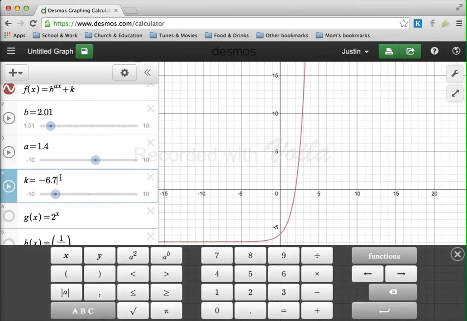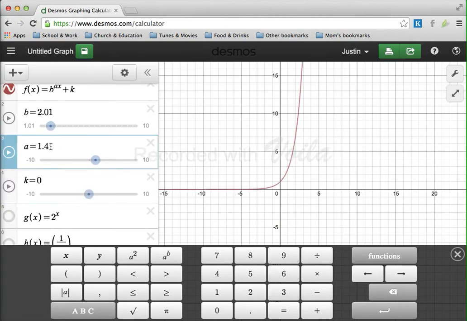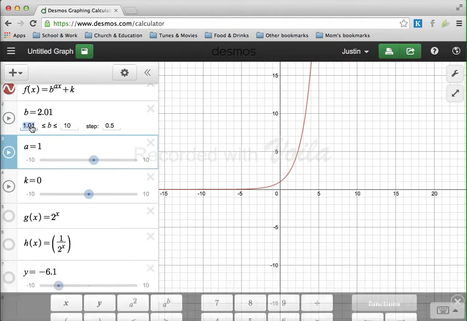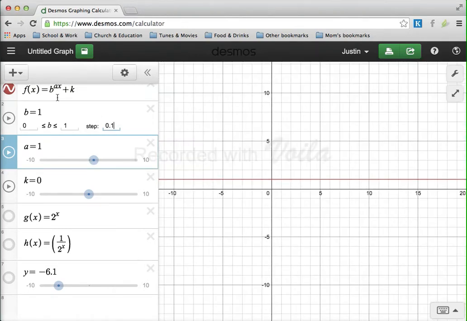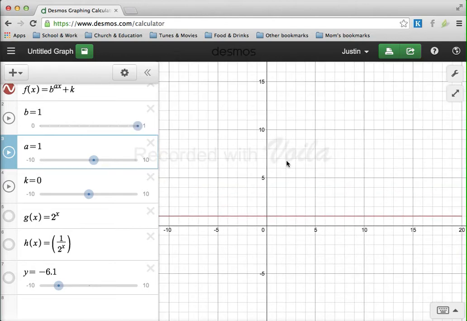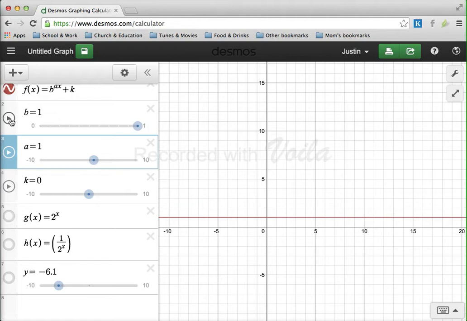And so let's just change this k back to plain old 0. Let's make the a something plain like 1. And I'm going to change this b to between 0 and 1. So now I've made the b, and before, remember, we were making it greater than 1. Now it's between 0 and 1. So at 1, yes, it's just a line. Forget 1. Let's look at what happens, though, as it gets closer to 0 and then back up.